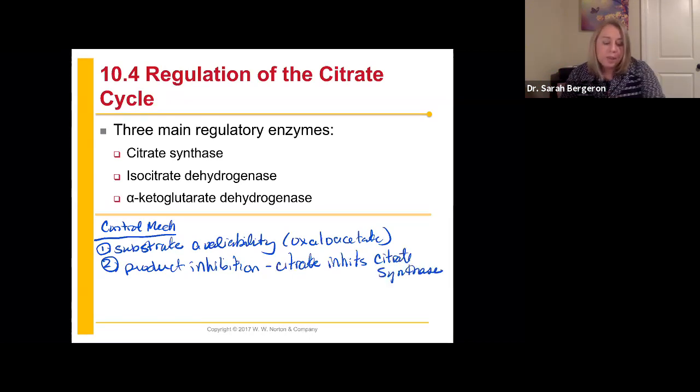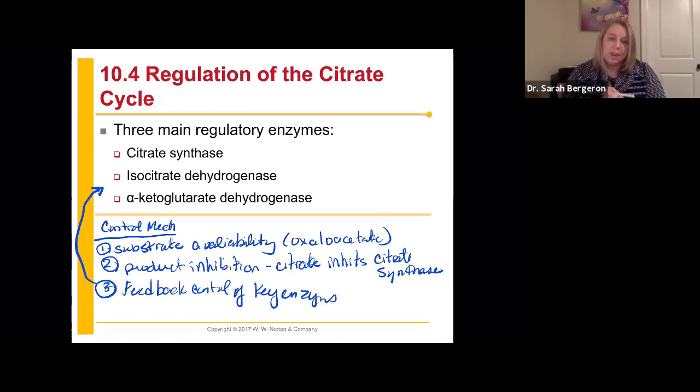And then the third one is really what your book has here, which is feedback control of key enzymes. And these are those key enzymes that are regulated, right? So the three main regulatory enzymes are citrate synthase, isocitrate dehydrogenase, and alpha ketoglutarate dehydrogenase. So what's interesting is that all these can be inhibited by ATP. And that's great.